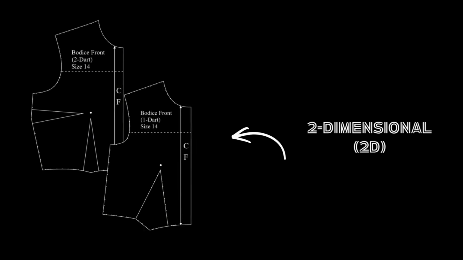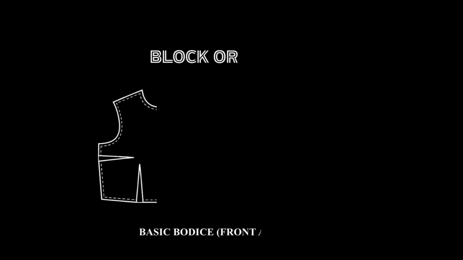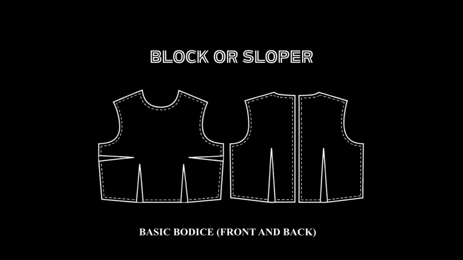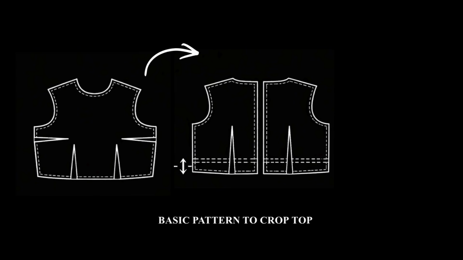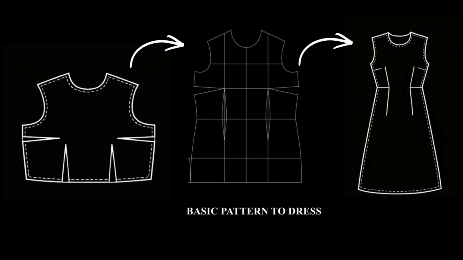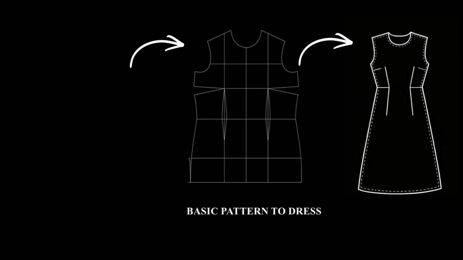Now the third technique is flat pattern making. As the name itself says, it is a two-dimensional way of creating a pattern. Flat pattern is done by using a basic pattern. We also call it a block or a sloper. So you can adapt these patterns to change into different styles. For example, you can use a basic bodice block, decrease its length to get a crop top, or you can use the same basic bodice block, increase its length to get a dress or even a jacket design. So that's about the techniques.